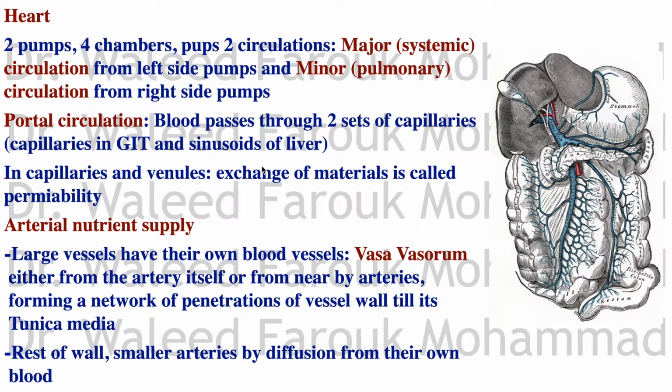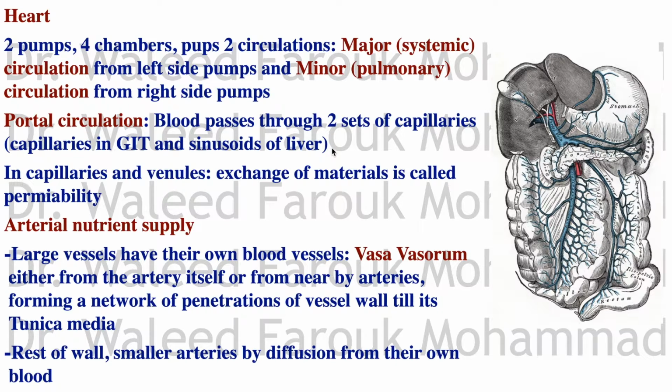The heart is two pumps, a right and a left pump. The right pump pumps blood to the lungs. The left pump pumps blood to the rest of the body. It is composed of 4 chambers and pumps 2 circulations: the major systemic circulation from the left side and the minor pulmonary circulation from the right side.